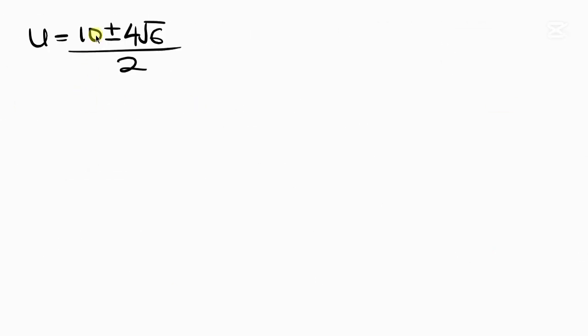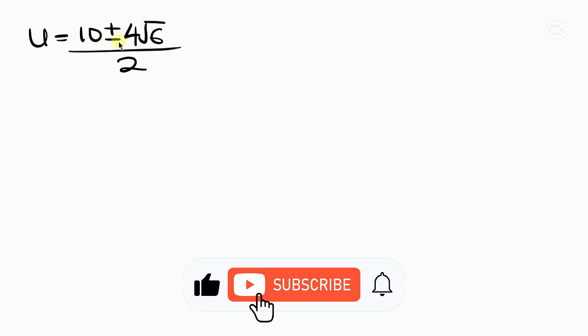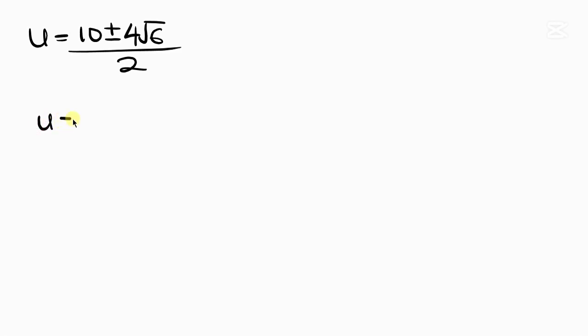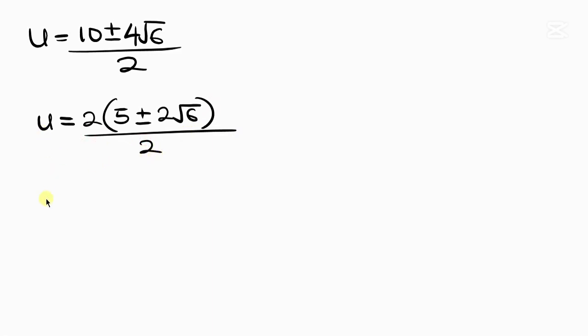Now notice that 2 is actually common on the numerator. So we're going to be factoring out 2 so that we have u equal to, now factor out 2, 10 divided by 2, that's 5, plus or minus, now 4 root 6 divided by 2 is 2 root 6, all over 2. So this leaves u equal to, 2 can cancel out 2, 5 plus or minus 2 root 6.